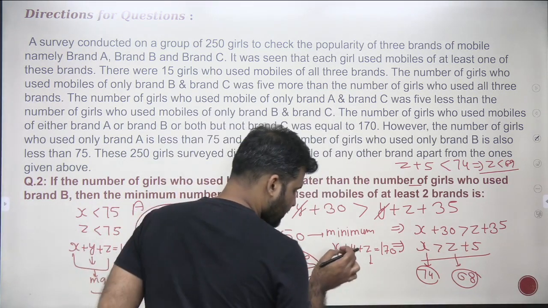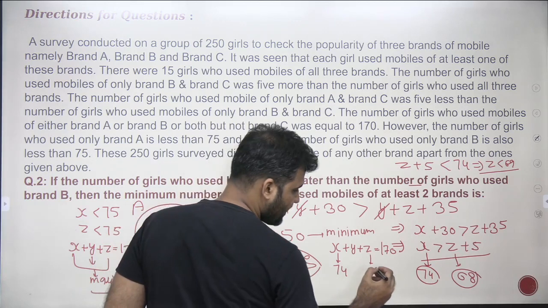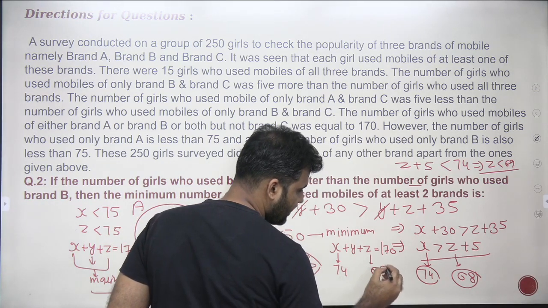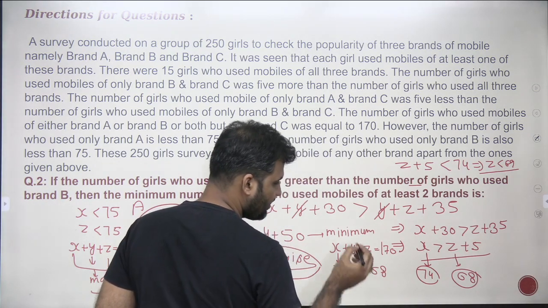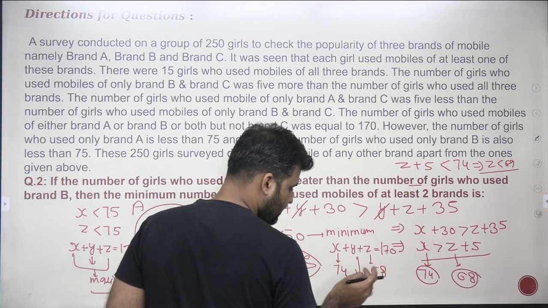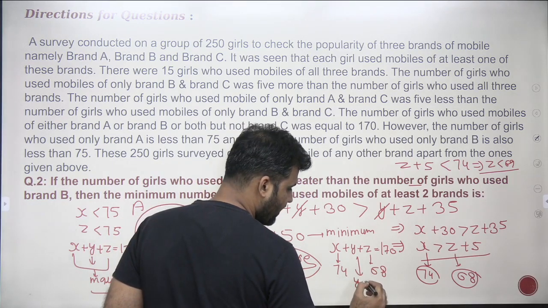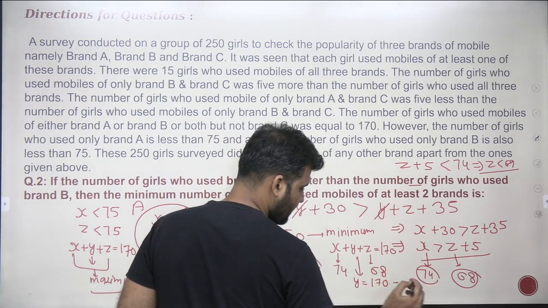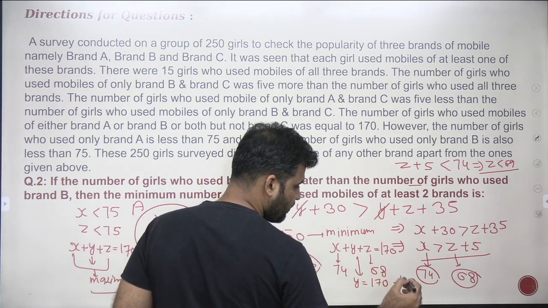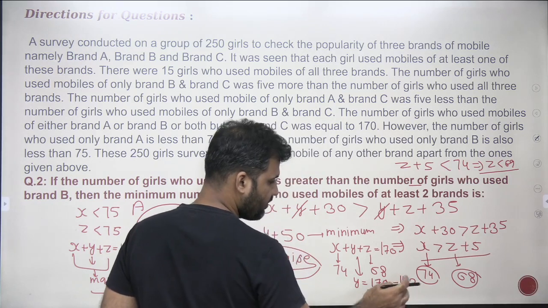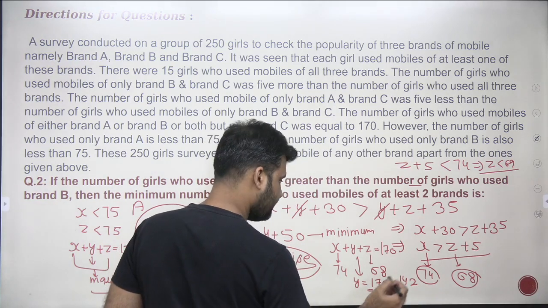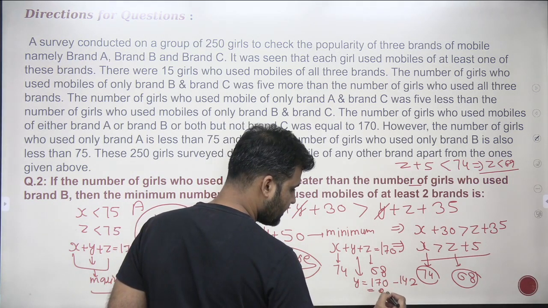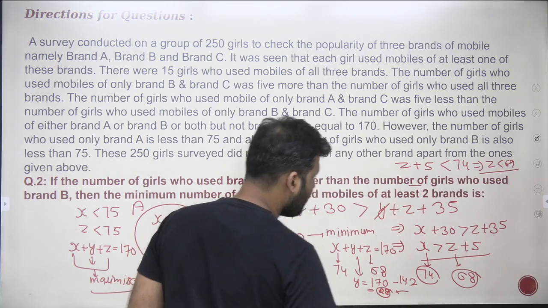Now, the maximum possible value of X is 74, the maximum possible value of Z is 68. So what is the minimum possible value of Y? You see that 8 plus 4, the minimum value of Y would be 170 minus, 8 plus 4, 12, 7 plus 6, 13 plus 1, 14. The minimum value of Y would be 28. So 28 is the minimum Y.